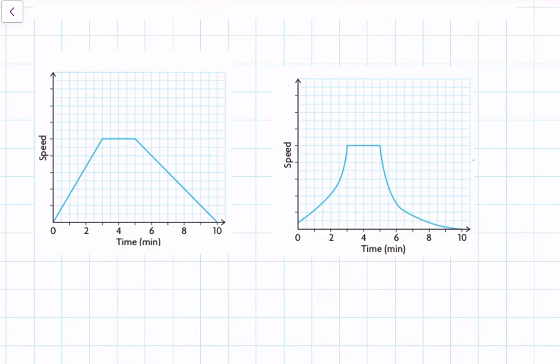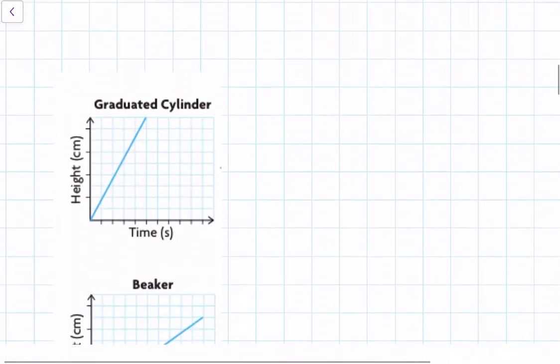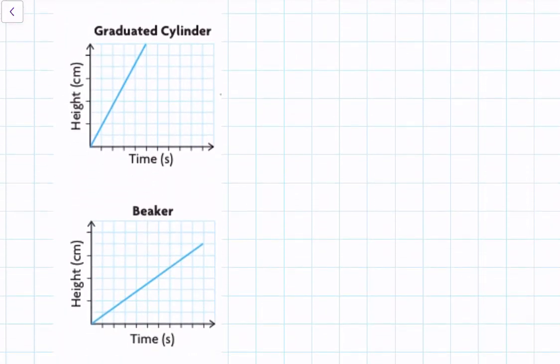Now, some other things to note about these graphs: we look at time and speed, and we're looking at time being our independent variable and speed being our dependent variable. And with that, let's continue on then to another example of how rates can be represented graphically. So in this case, we can see the height of the graduated cylinder compared to time, and the height of a beaker compared to time.